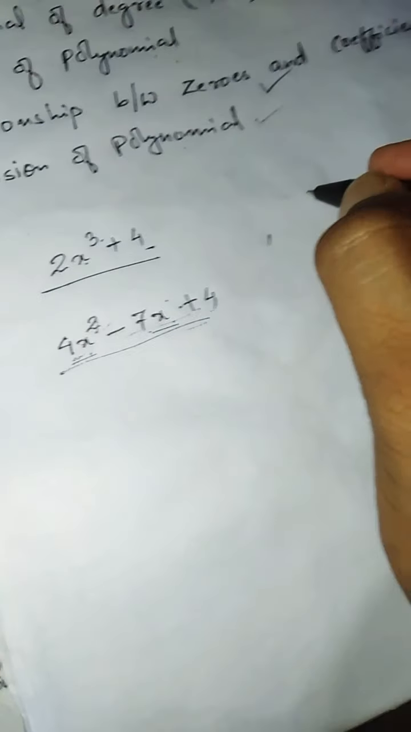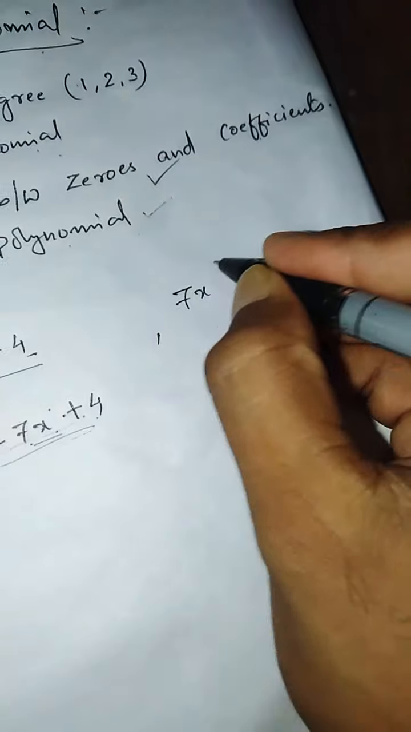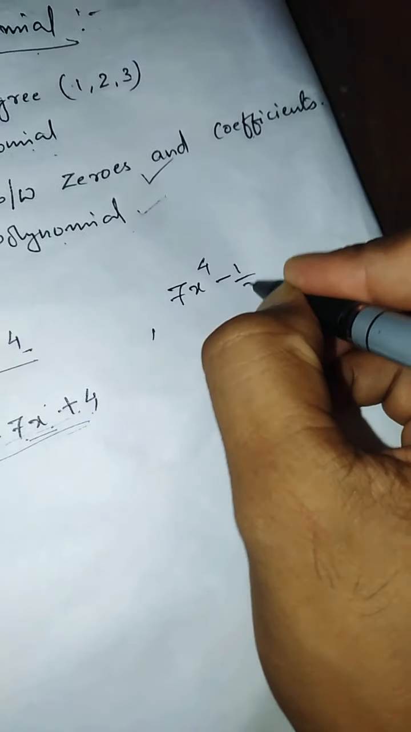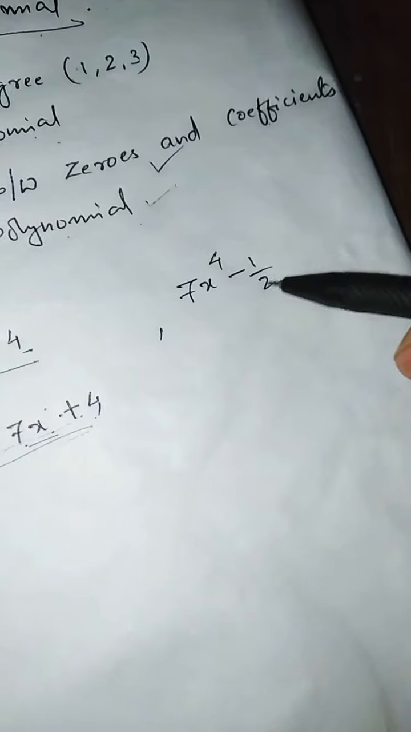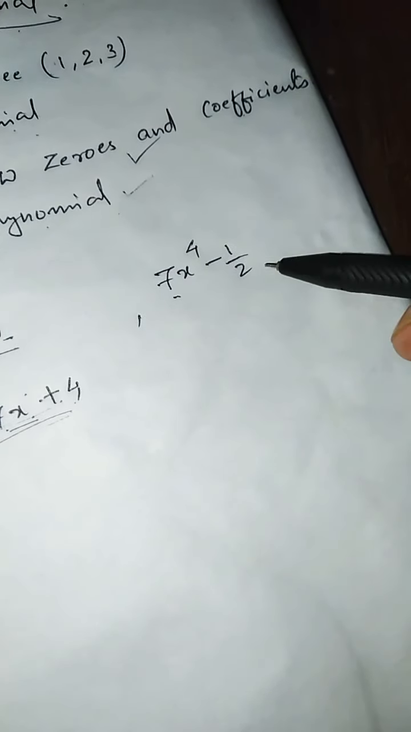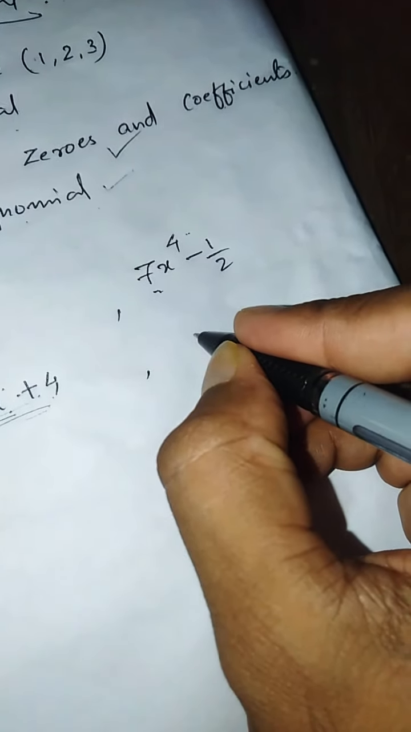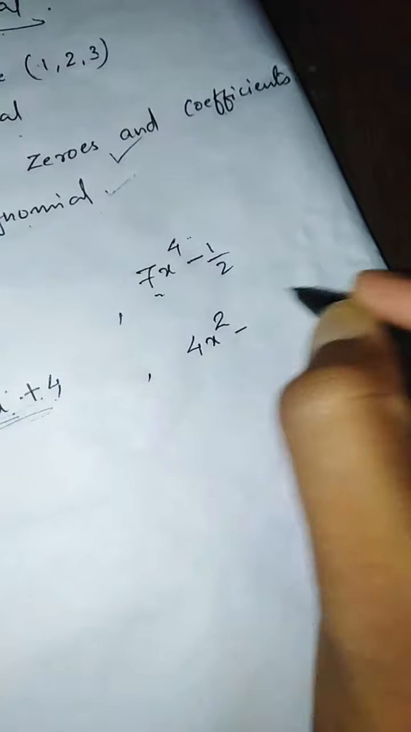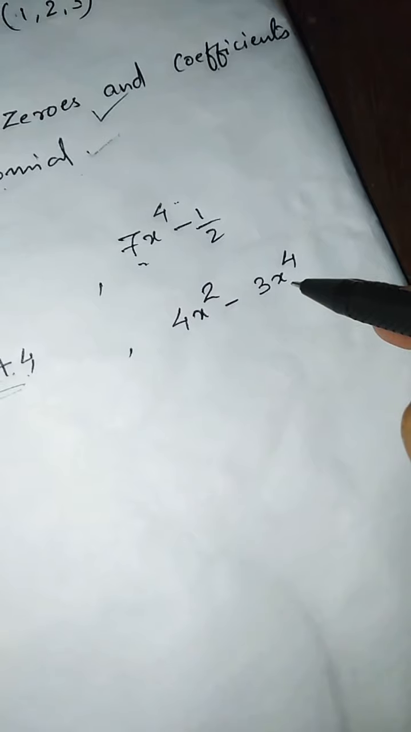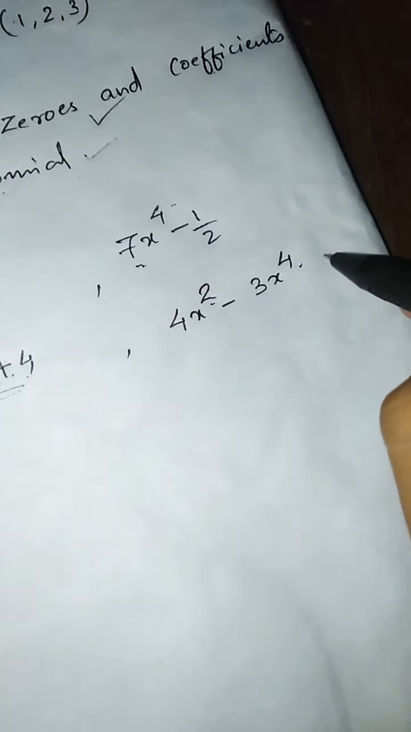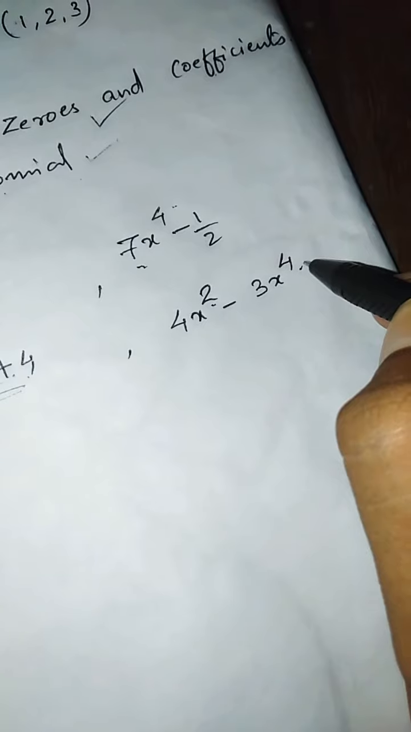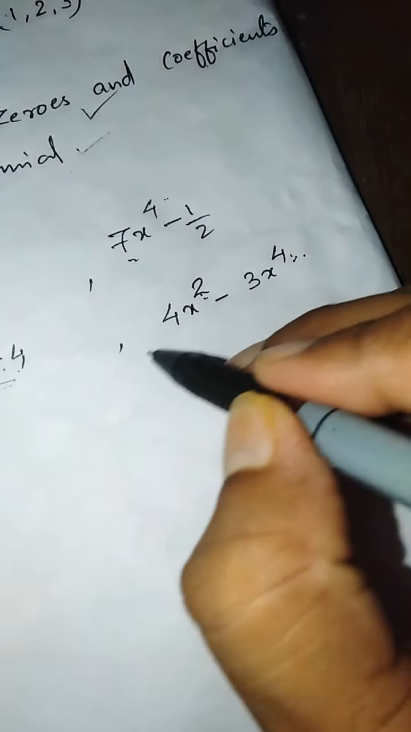And suppose I write 7x 4 minus 1 by 2. Here the polynomial is a binomial because it contains only two terms and the degree is 4. Yes, the degree is 4 because 4 is the highest power. Suppose I write one more last example I will take. Suppose I write 4x 2 minus 3x 4. Here in this case the degree is 4, not 2, because 4 is highest, because 4 is greater as comparing to 2. So the degree of this polynomial is 4.